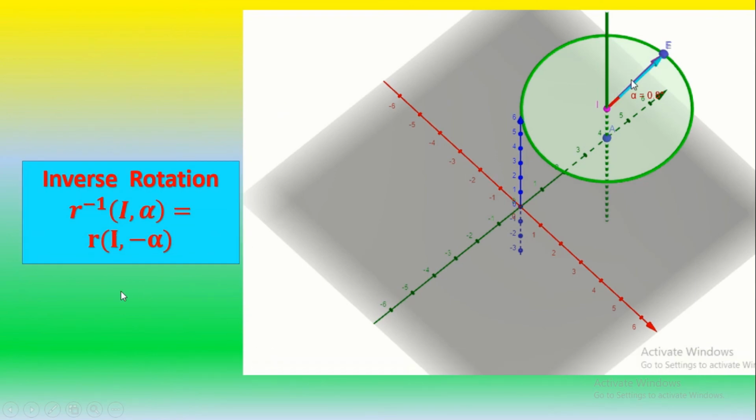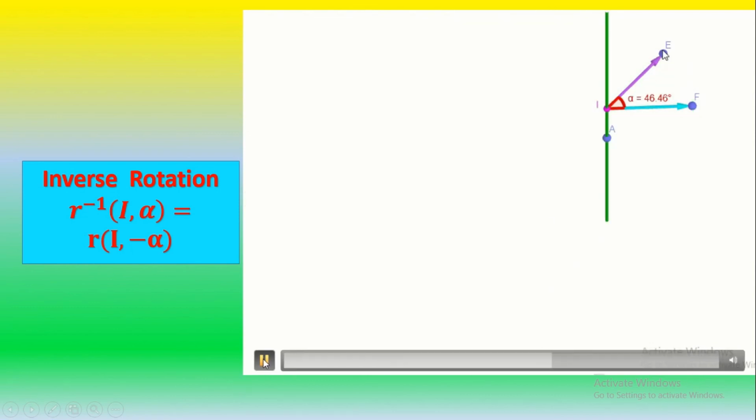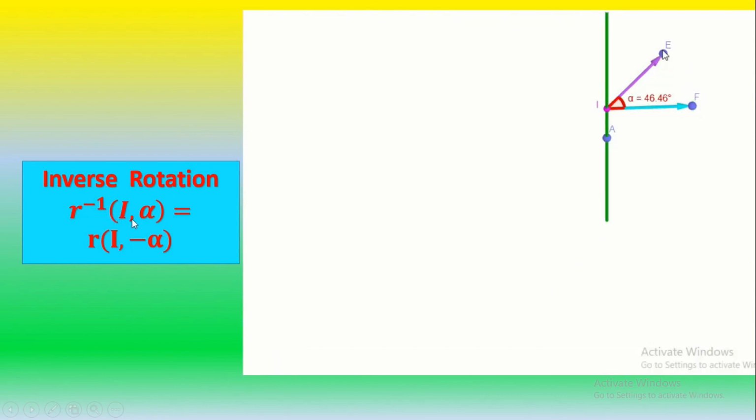What about the inverse of this rotation? Well, there is something which is very important. The positive orientation is anti-clockwise. So when we talked about the rotation, it was by an angle alpha anti-clockwise. While here, if we talk about its inverse, the vector will move clockwise. Here we talk about the negative orientation by minus alpha. As you see here, the inverse of the rotation around I by an angle alpha is equal to the rotation around the center I by an angle minus alpha.